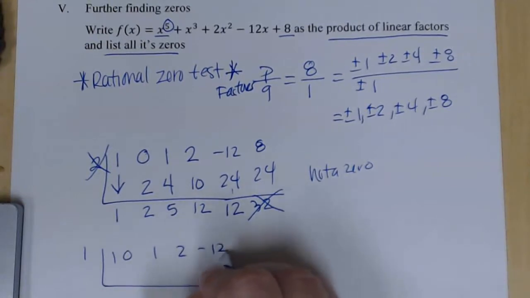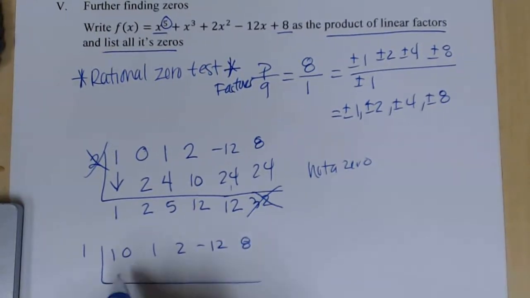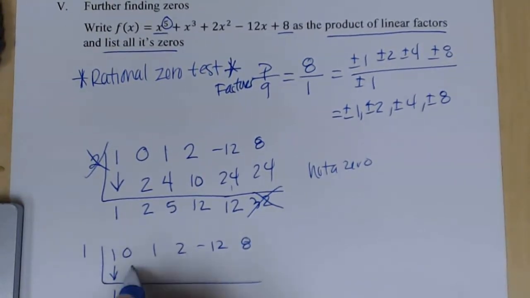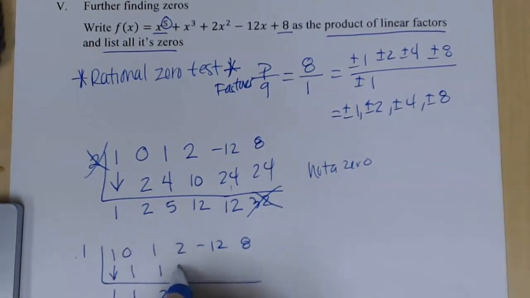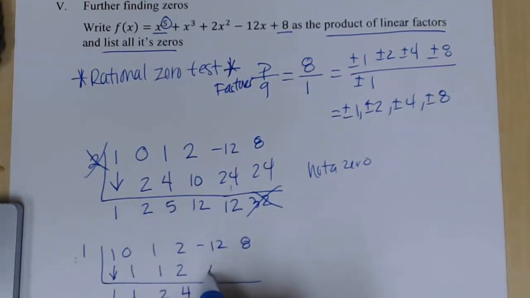Again, I'm going to try this again and see if I can get a 0 out of it. So I'm just doing synthetic, multiplying, adding, multiplying, adding, multiplying, adding. Broken record here. 1 times 4 is 4. Add, multiply, add. Oh, goodness, that gave me a 0.